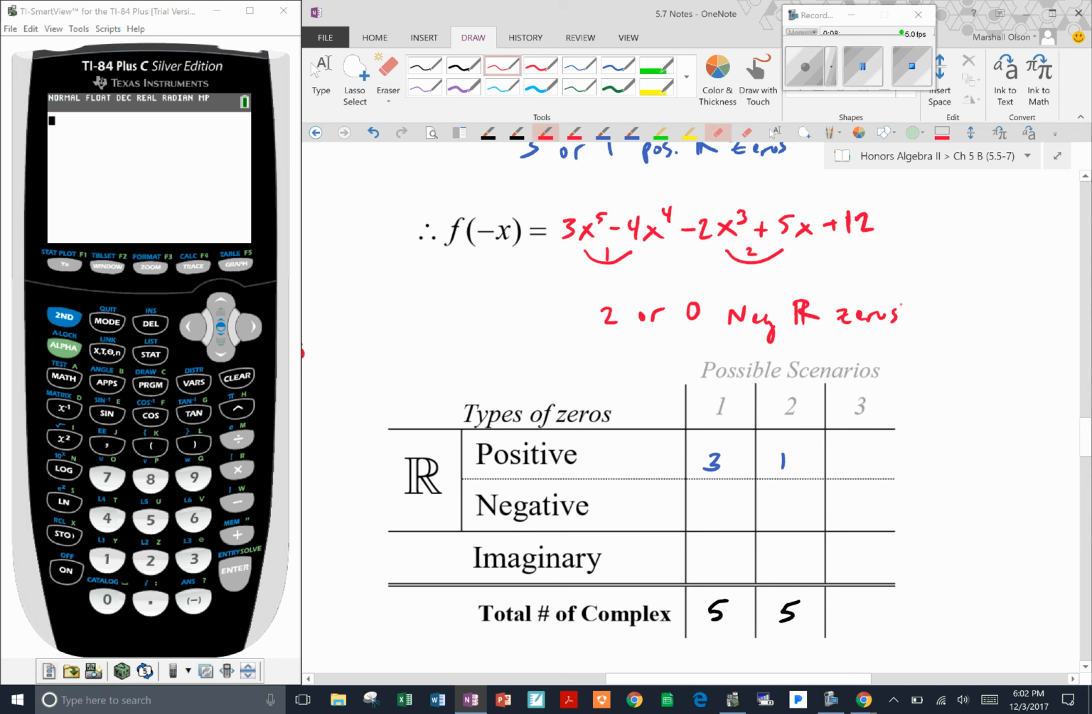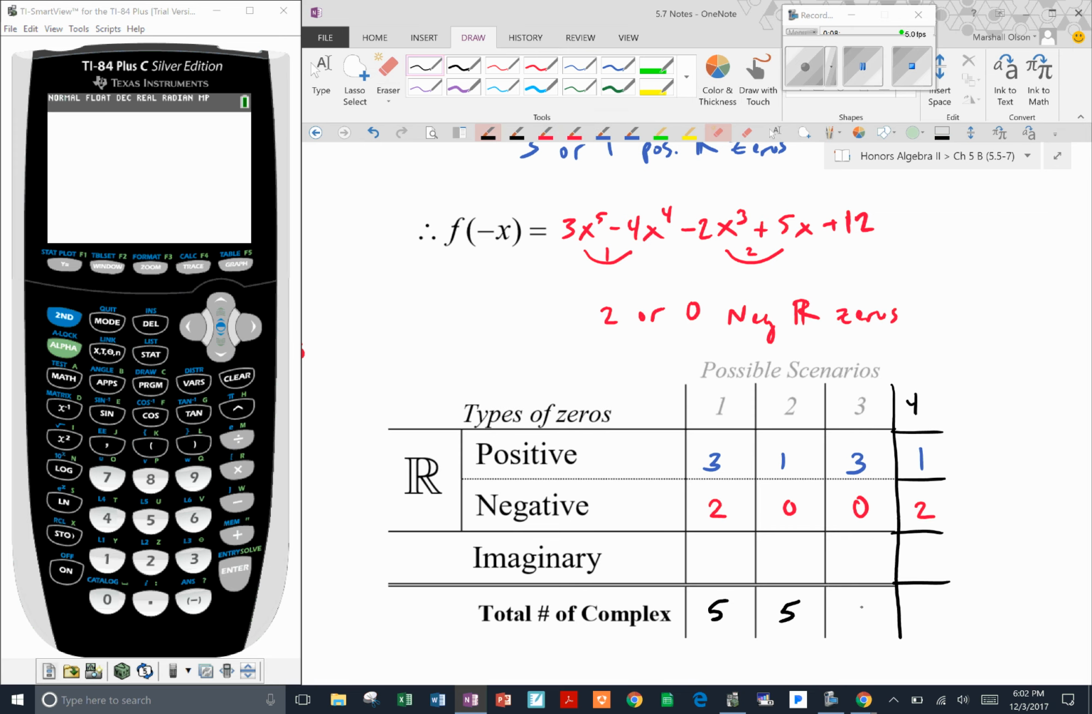So in our table, now this is what's going to be interesting here, is that the 2 or 0 can go with the 3 and the 1. So first I'm going to put the 2 and the 0 with the 3 and the 1 like that, but now we can also say, well, I could have the 3 positive together with 0 negative. And I'm going to have to add in another column here, scenario number 4. I could have the 1 positive matched with the 2 negative real zeros. And now I just need to find out how many imaginary they are because they have to total 5.